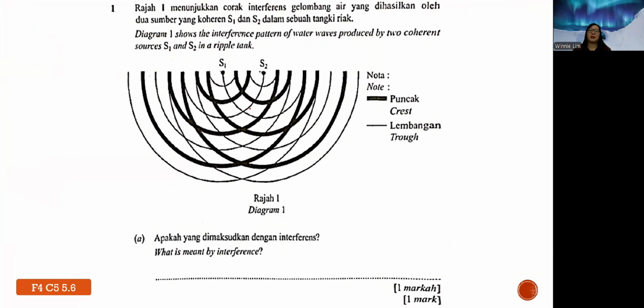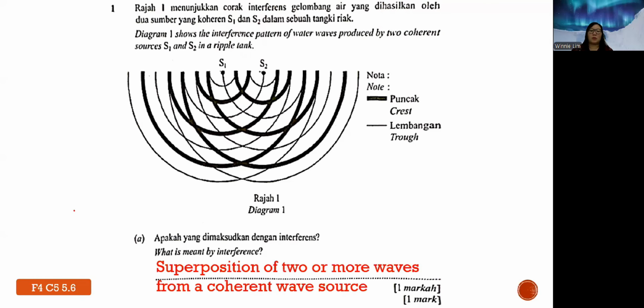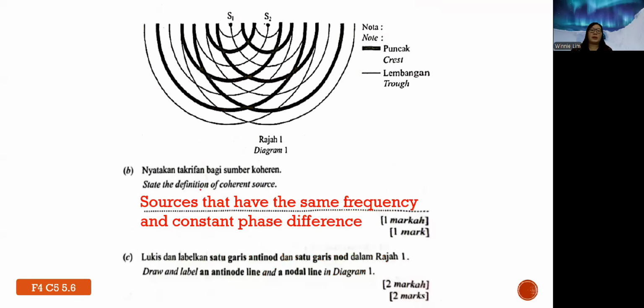For your understanding, for interference of waves to occur, we need two sources which are in the same phase and have the same frequency, which are S1 and S2. They dip at the same time, and the frequency must be the same. And the ripples that are produced will have an overlapping part. This overlapping part is the idea of interference. So the meaning of interference is the superposition of two or more waves from coherent wave sources. Now, what is meant by coherent sources? Sources which have the same frequency and a constant phase difference.